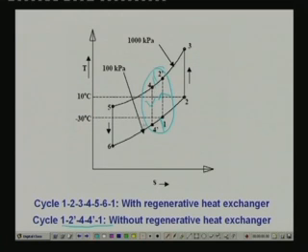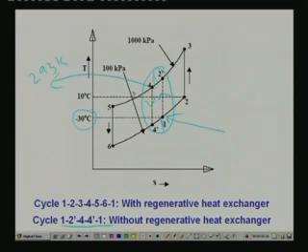Since you do not have any regenerative heat exchanger, there is no heat exchange between hot and cold streams. And we know from the given input information that this temperature is minus 30 degrees centigrade and this temperature T4 is 293 Kelvin.